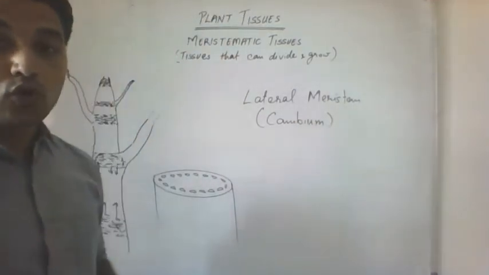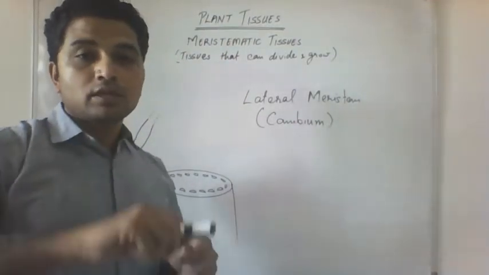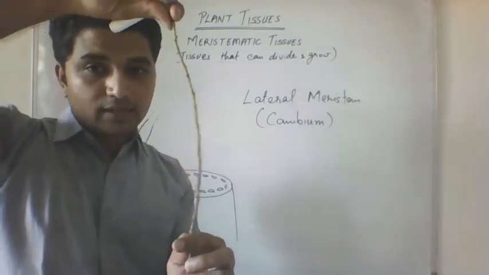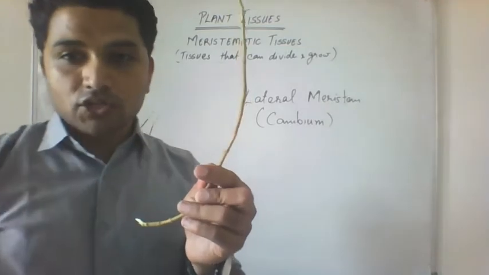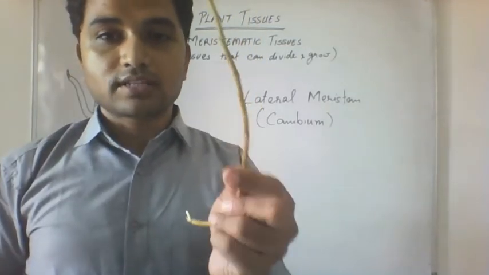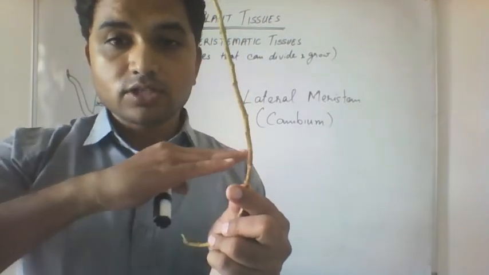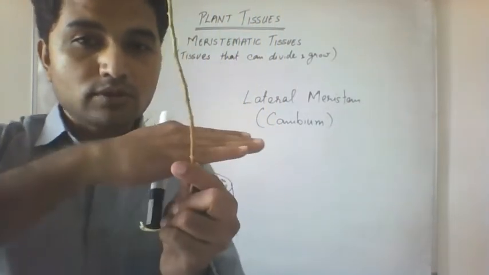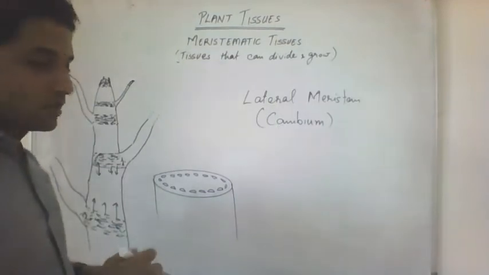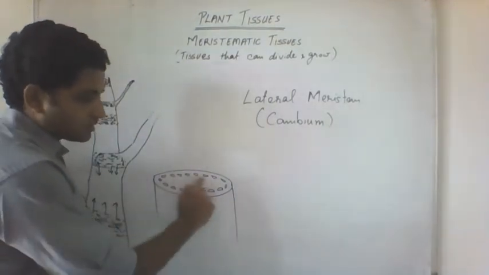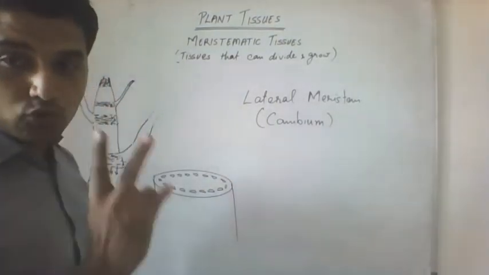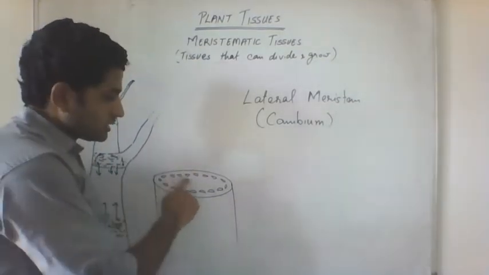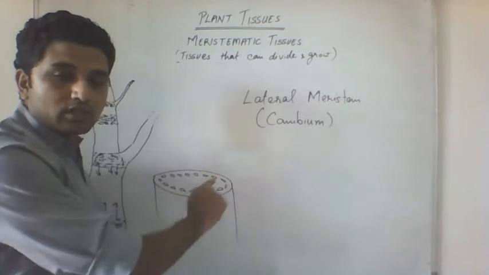This meristematic tissue is also known as the cambium. You will not be able to see it here. To see it, you will have to take a section of the stem. Section means, in biology, a slice. You'll have to take a slice. When you take a slice of it, you will see these structures. Not through your naked eyes, but in the microscope, you will see these structures present all around the stem.